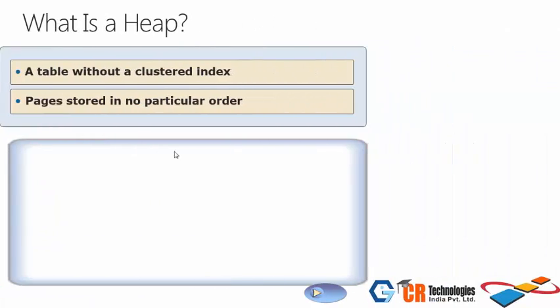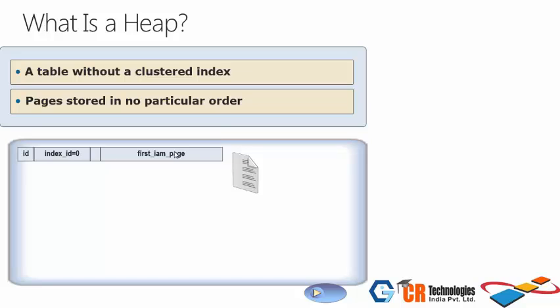To understand what a heap is: it is when you store data and you don't have a clustered index on that table. When you don't have a clustered index, the rows are not sorted in any fashion, and neither are the pages that belong to this table organized in any fashion. Because of the lack of organization of these pages, since there's no particular order for the pages or the rows stored on the pages, we refer to them as heaps.